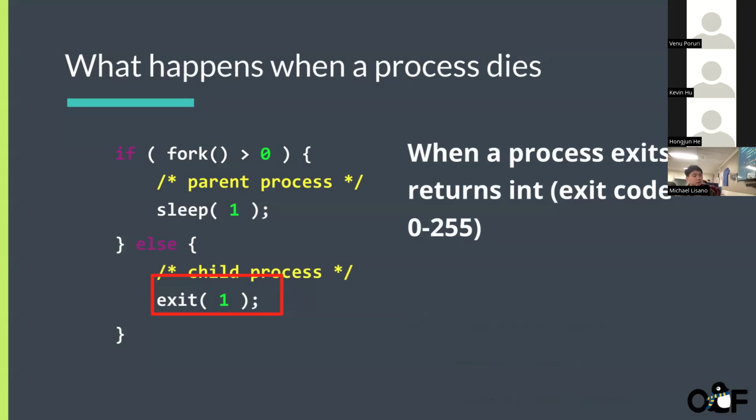Basically, when you kill a process, or when a process kills itself, which it's supposed to do, it'll return an exit code between 0 and 255.